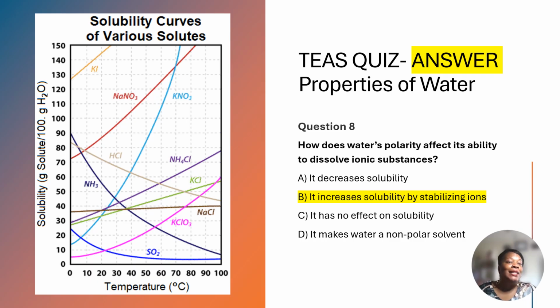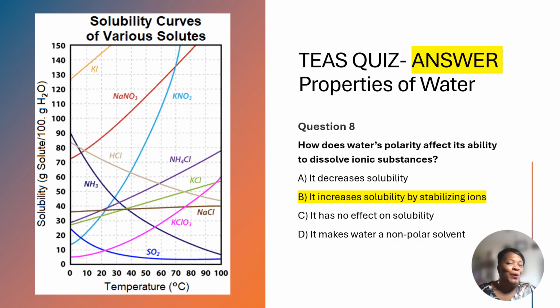And then finally, letter D, it makes water a nonpolar solvent. Again, this is incorrect because water is a polar solvent due to its molecular structure. Its polarity is what allows it to interact effectively with other ionic substances.